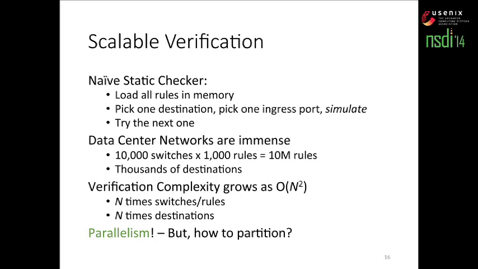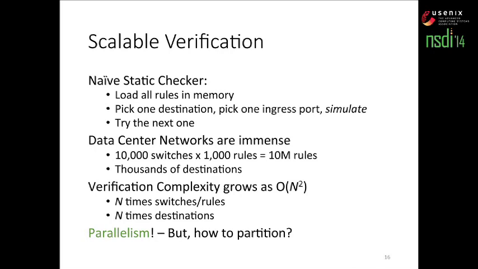Worse, as your network grows, you suddenly have n times more switches and rules, and at the same time, you have n times more destinations. That means the overall complexity of your verification grows as O(n) squared. So how do we solve this kind of problem? One way to solve it is parallelism. We can use multiple machines.